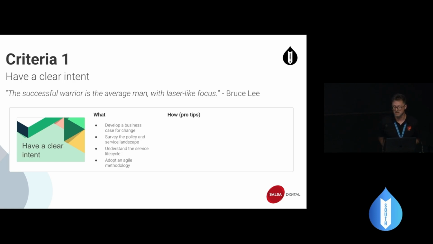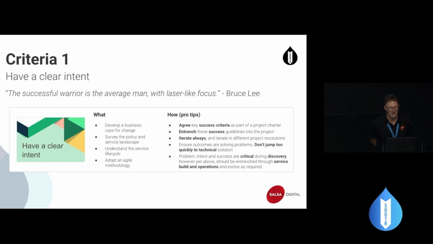So if we go into each criteria, criteria number 1 is have a clear intent. What does this involve? Well, if you look up the standard, you'll see things like develop a business case for change, survey the policy landscape, etc. So my thing is, okay, how do I practically do that? Well, things that I've seen work well in the build out of services and delivery are things like agree a success criteria. Entrench these success criteria in the project. Don't just have them as discovery deliverables, but refer to them ongoing.